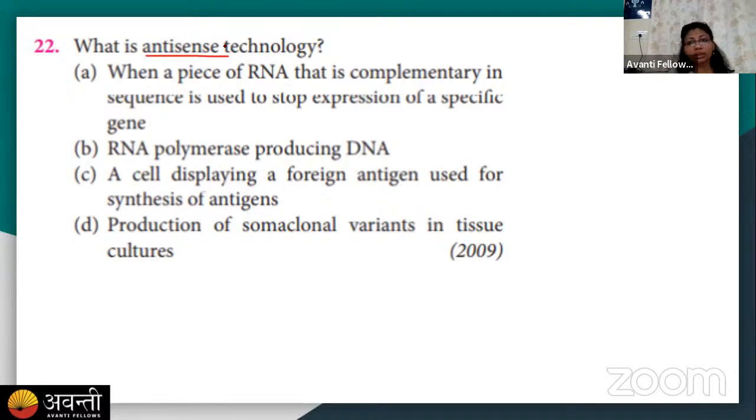Option A, when a piece of RNA that is complementary in sequence is used to stop expression of a specific gene. B, the RNA polymerase producing DNA. C, a cell displaying a foreign antigen used for the synthesis of antigen. And D, the production of clonal variants in tissue culture. So you have to select your correct answer in the chat box. JNV UK, you have to participate, beta. Otherwise, it would not be possible for you to analyze your answers, right? So please start giving your answers.